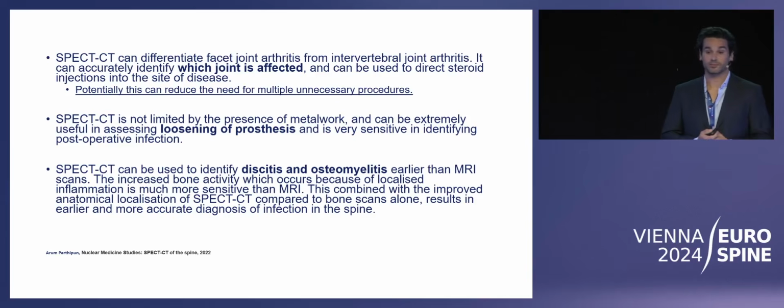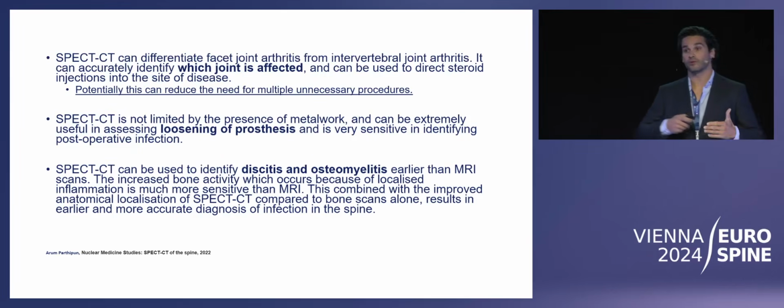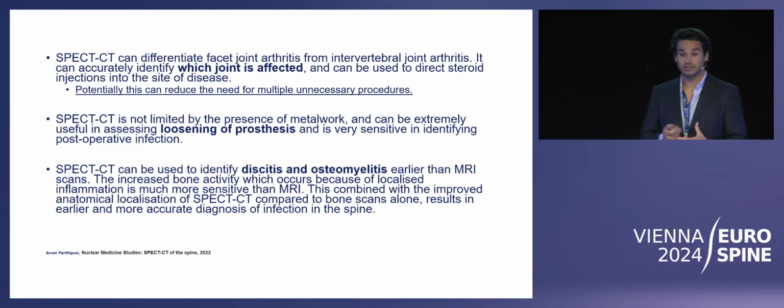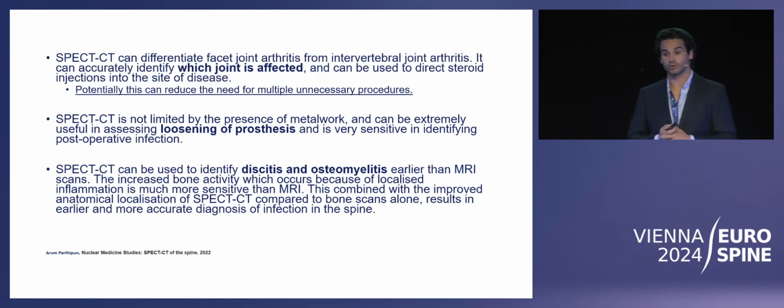Potentially, therefore, SPECT-CT can reduce the need for multiple unnecessary procedures, by differentiating and diagnosing the right problem in an interventional way. SPECT-CT is not limited by the presence of metalwork, and can be extremely useful also to diagnose loosening of prosthesis. It is very sensitive in identifying post-operative infections, and can be very useful also for discitis and osteomyelitis, rather than MRI.